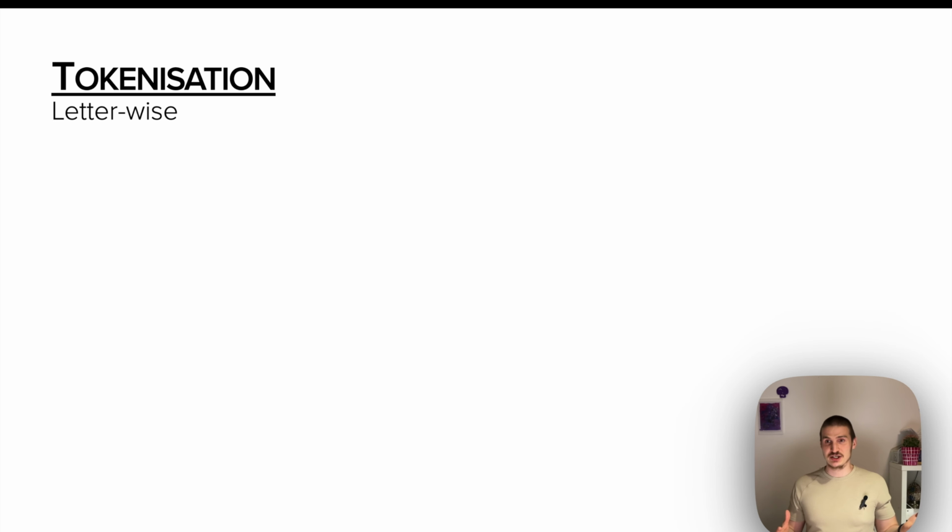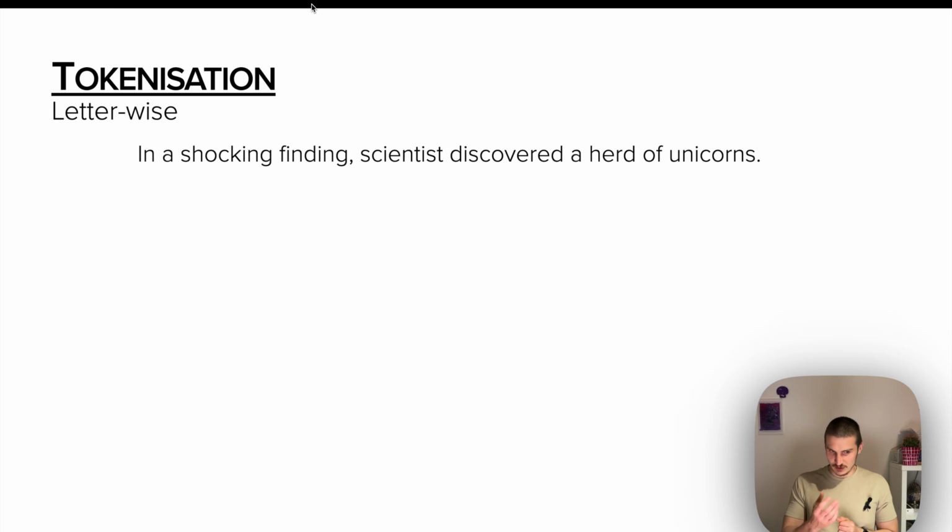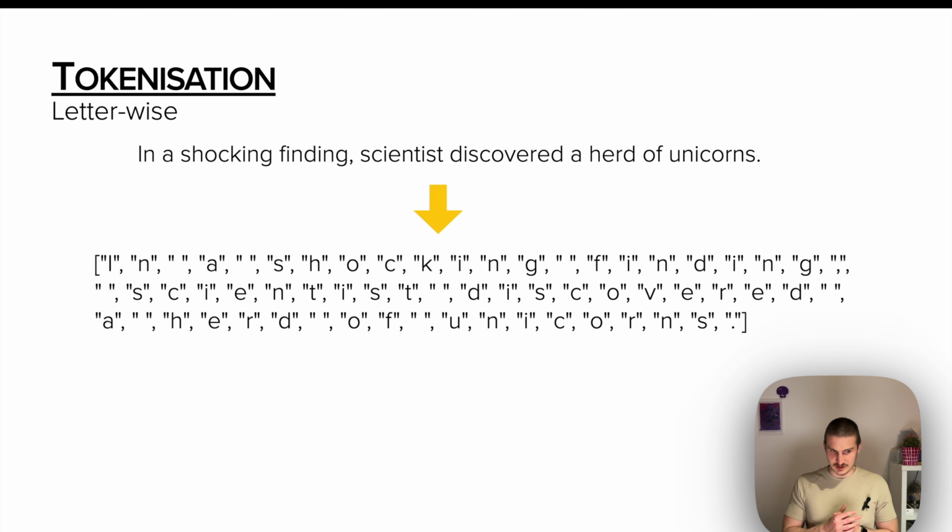So first we do tokenization. We basically split the text into a certain set of tokens. And we'll look at an example that actually comes from the OpenAI release of GPT-2 about unicorns. And so we can start with just letter-wise tokenization. So we split the text into letters, and that works.